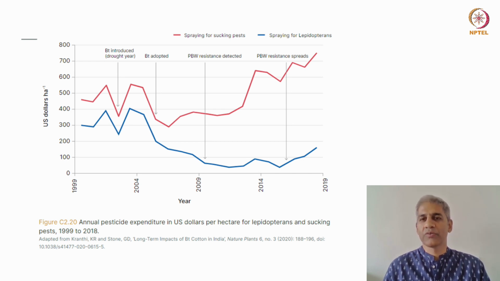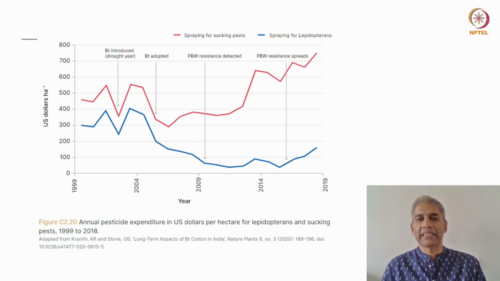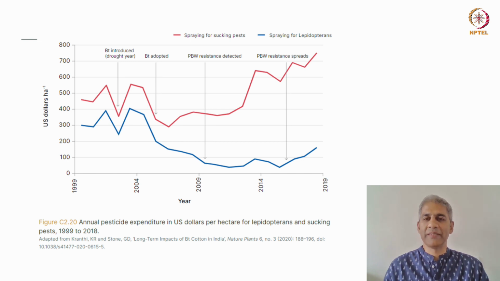And we will know this very clearly as biology students, that if there is a gap in the ecosystem, then some other organism can come in to fill that niche. So with a drop in these primary pests, secondary pests started to be increased.